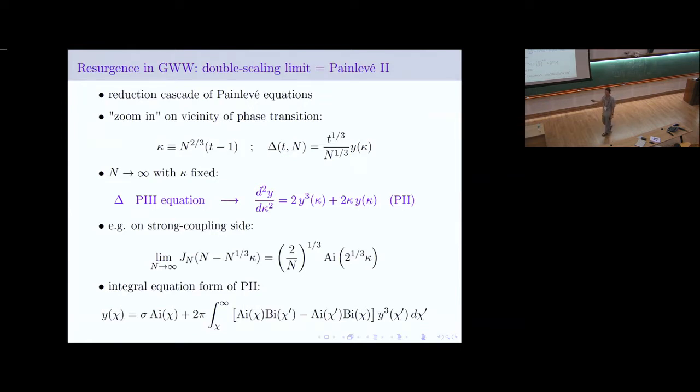And then the amazing thing, and this is really well known, is that the transition point is described by Painlevé 2. Now you can take that equation for delta, that Painlevé 3, and it reduces to exactly this Painlevé 2, which is the one I described in the first lecture.